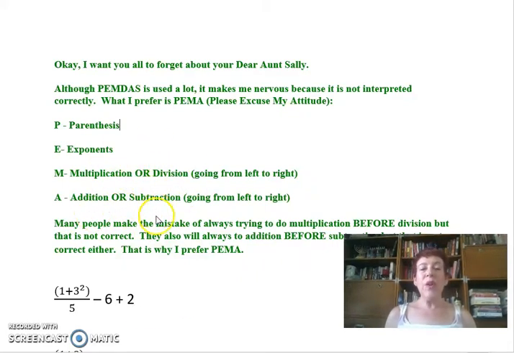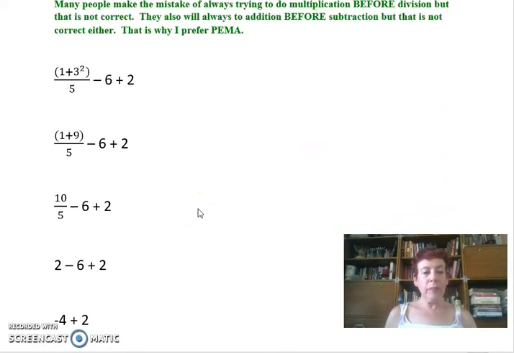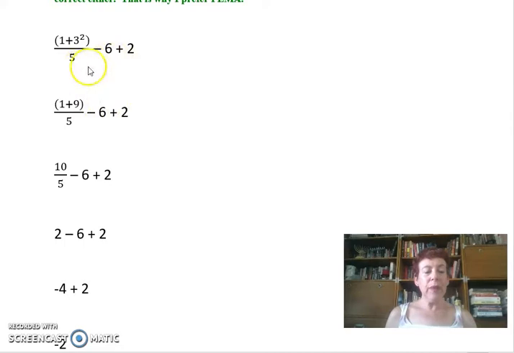So I want to go through an example and show you how we apply PEMA. So here's our example. We have a fraction and subtraction and addition. So the first thing we want to do is what's in the parentheses. Now within the parentheses, we want to also follow the order of operations. So the first thing we're going to do within these parentheses is the exponent.